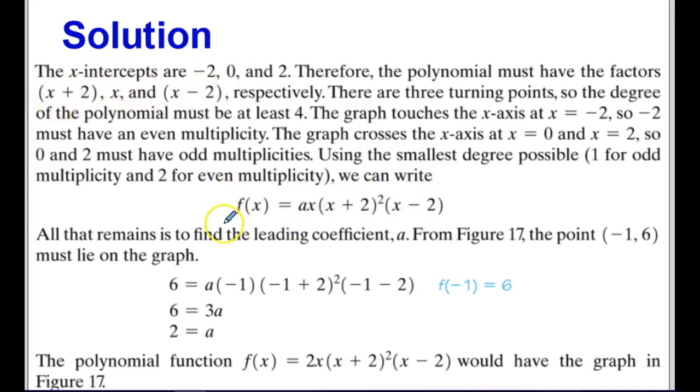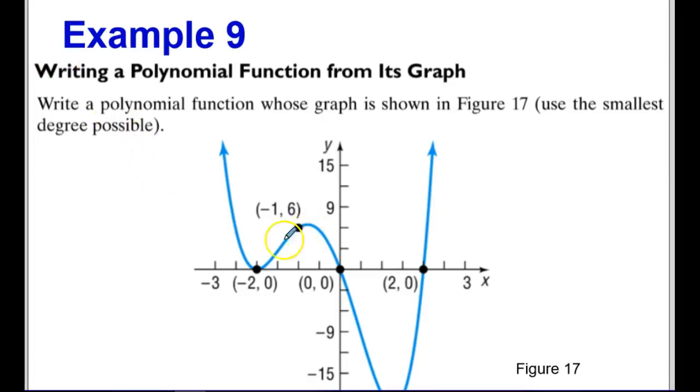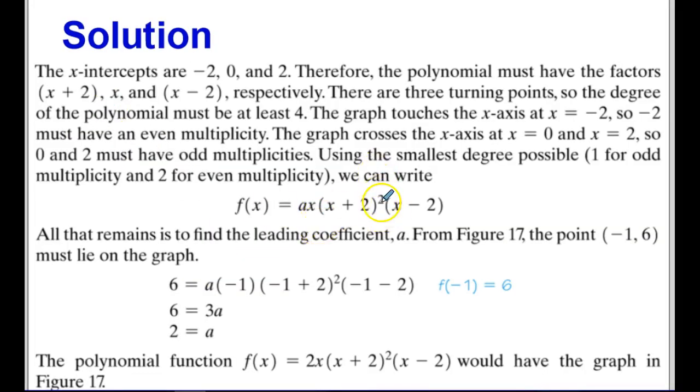So I can rewrite my function: I've got a times x times (x plus 2) squared times (x minus 2). I know this is going to have a squared component because I only touch the x-axis here. I never cross through it. And if I touch the x-axis, I have to have an even exponent, so I put an exponent on this factor. That's where this squared comes from.